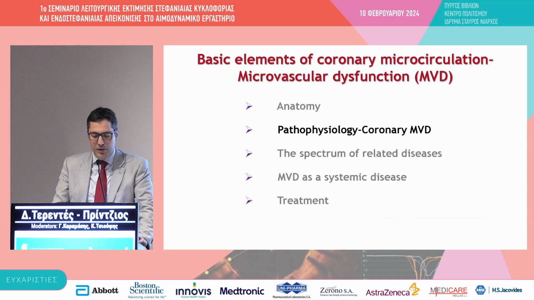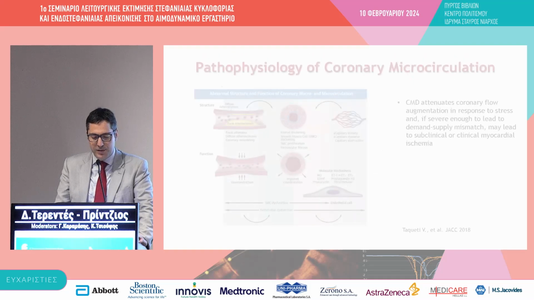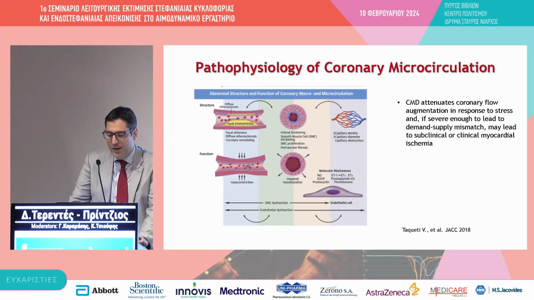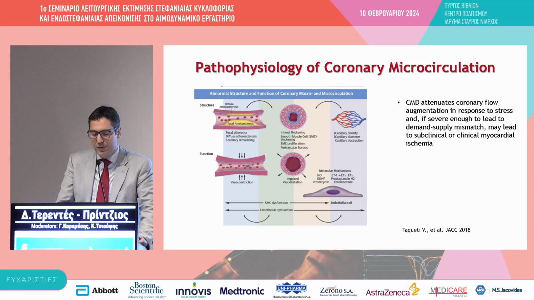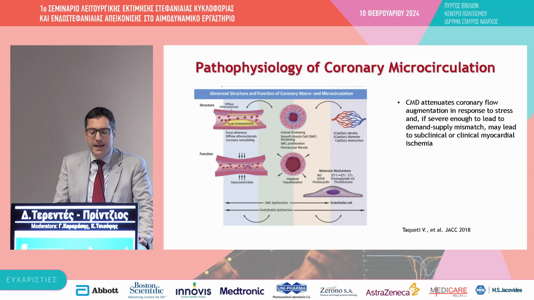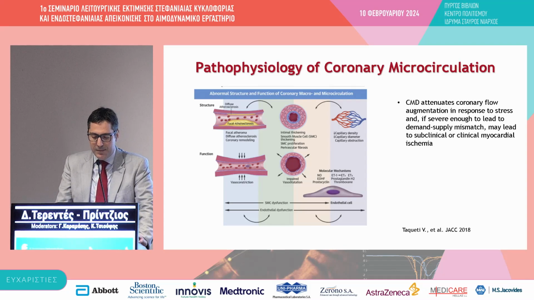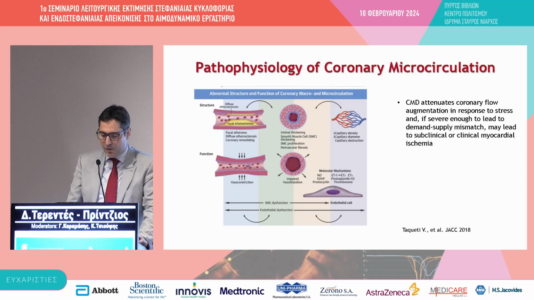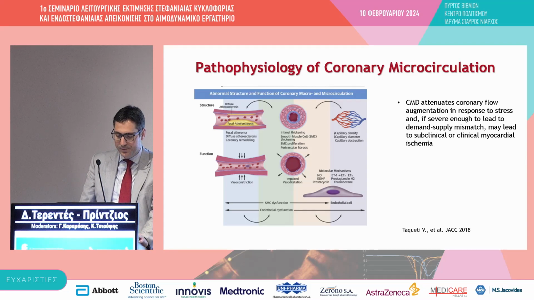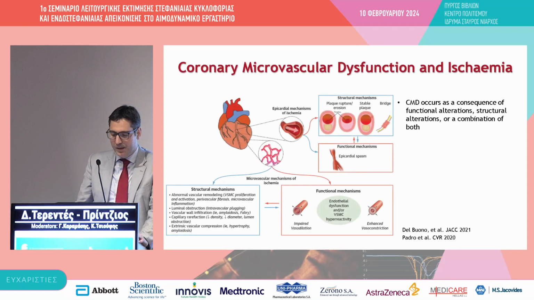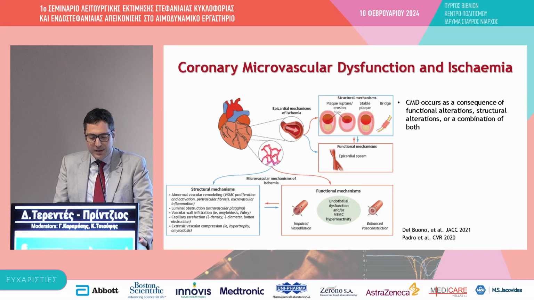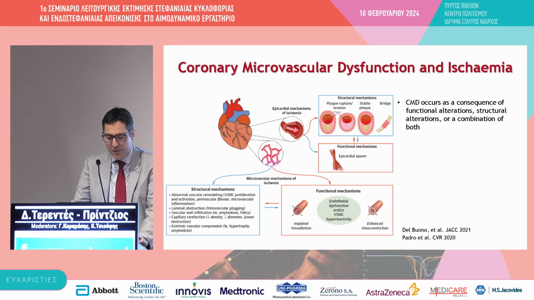What's the pathophysiology of coronary microvascular dysfunction? Unfortunately, when we have coronary microvascular dysfunction, this leads to attenuation of coronary flow augmentation in response to stress. And if severe enough, this can lead to demand-supply mismatch that may lead to subclinical or clinical myocardial ischemia. Coronary microvascular dysfunction occurs as a consequence of these functional alterations and structural alterations, or a combination of both.